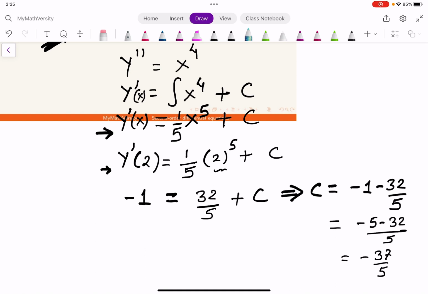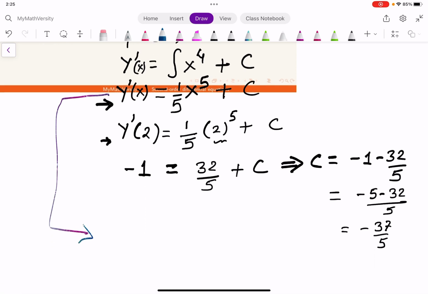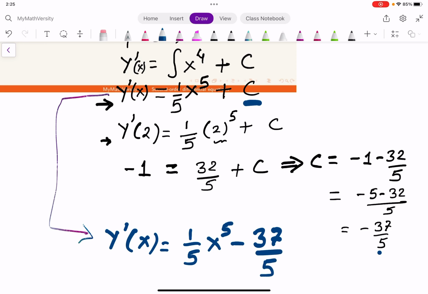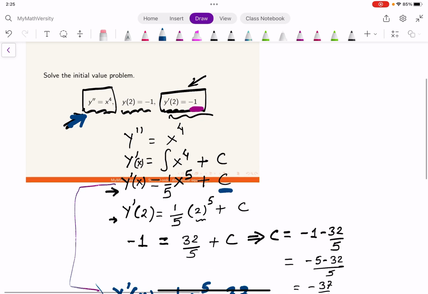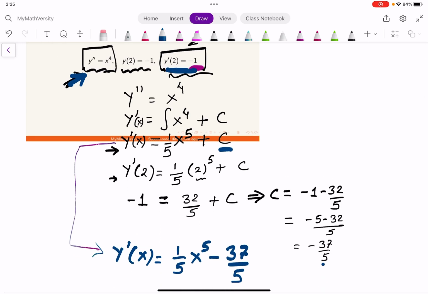Now this will help us to get the particular derivative. Substituting the value of c, we get y prime of x equal to 1/5 x to the power 5 minus 37/5. So this is what we get. But our goal is to solve the initial value problem, and so far we have just obtained the derivative by applying the derivative initial condition.